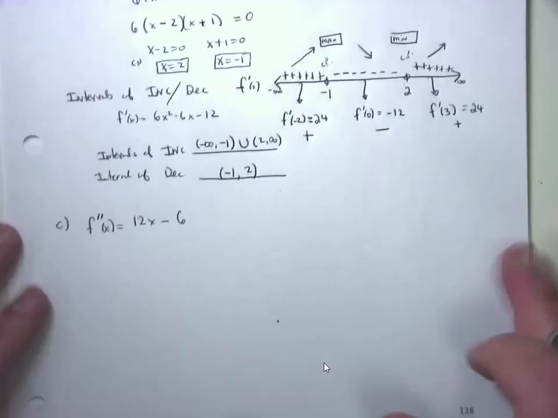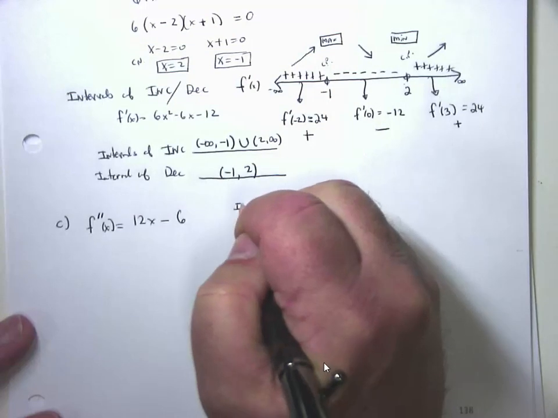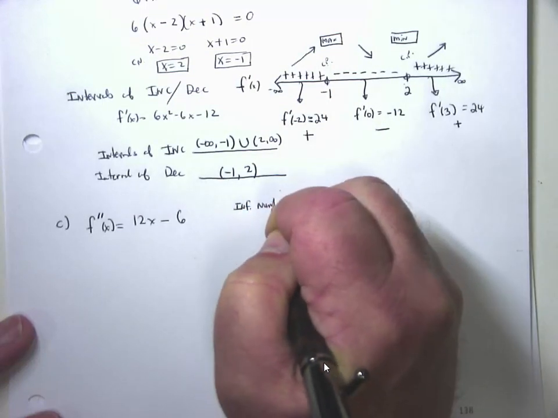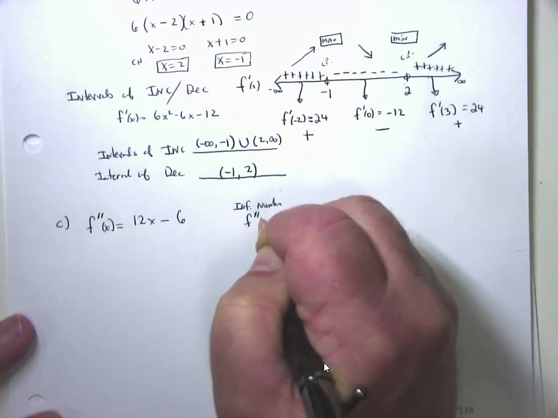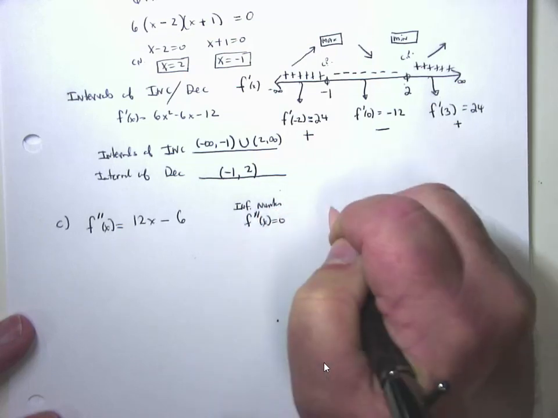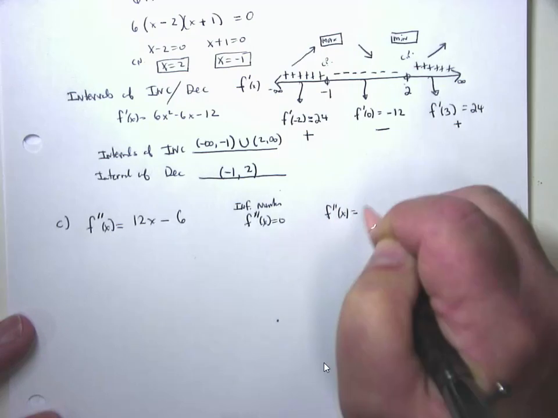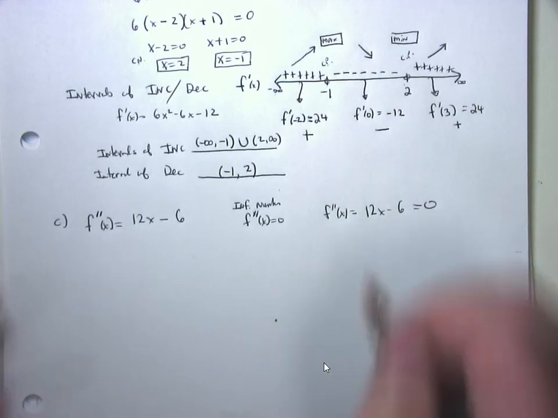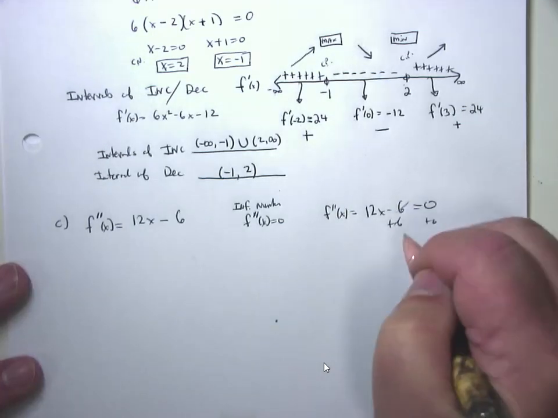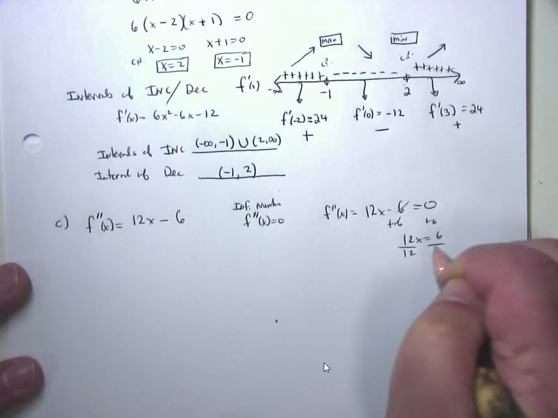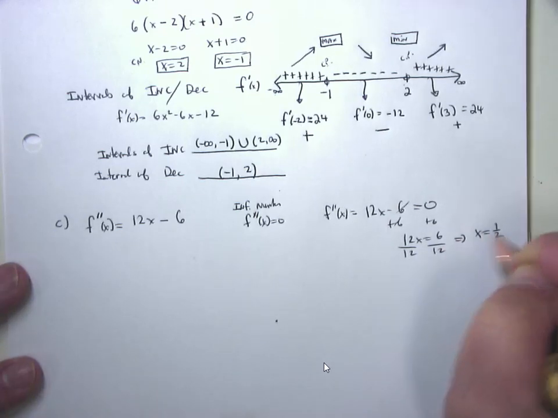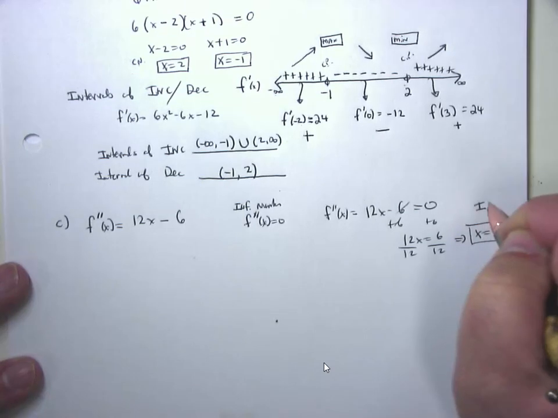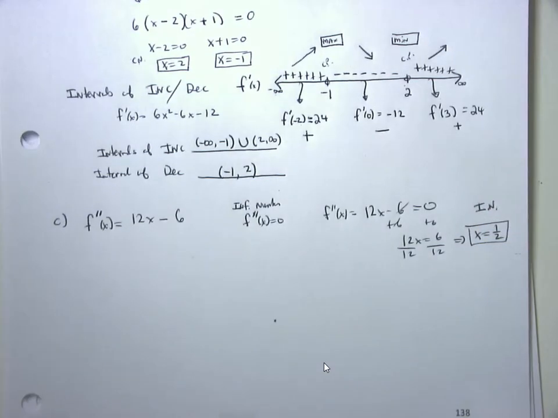To find an inflection number, we're going to take the second derivative, set it equal to 0, and solve. So this would be my second derivative, which is 12x minus 6. I'm going to set it equal to 0 and solve. What do I get? I add 6 to both sides, I get 12x equals 6, divided by 12, I get x is 1/2. This is what we call an inflection number. I didn't ask for an inflection number, I asked for an inflection point.